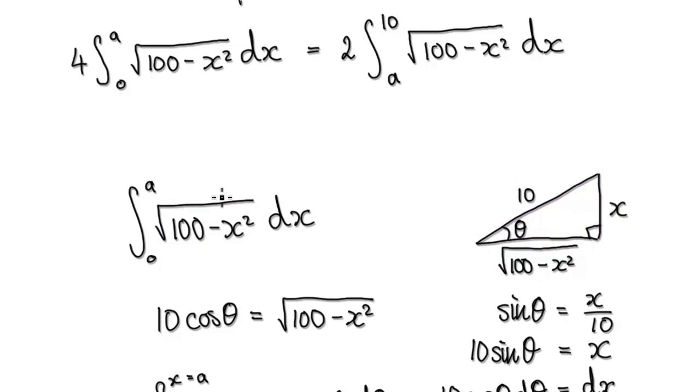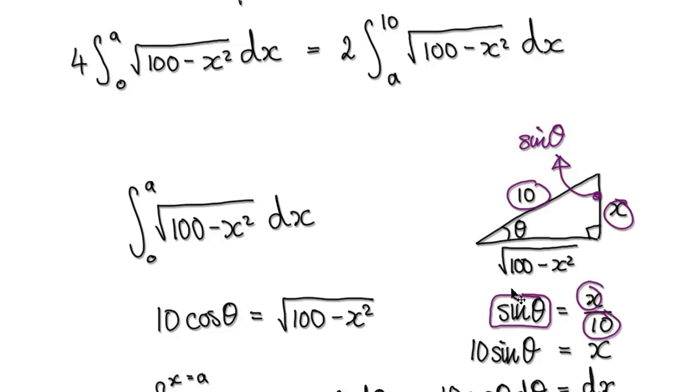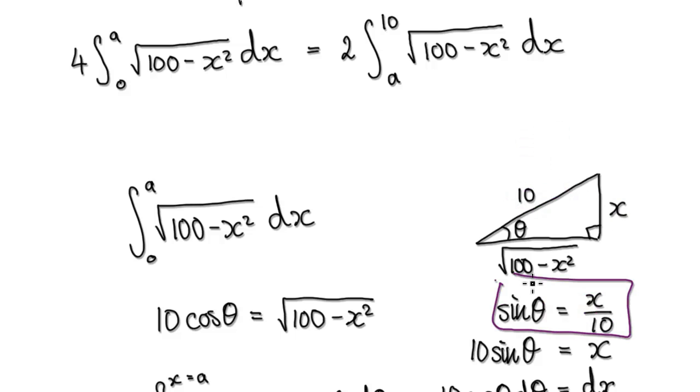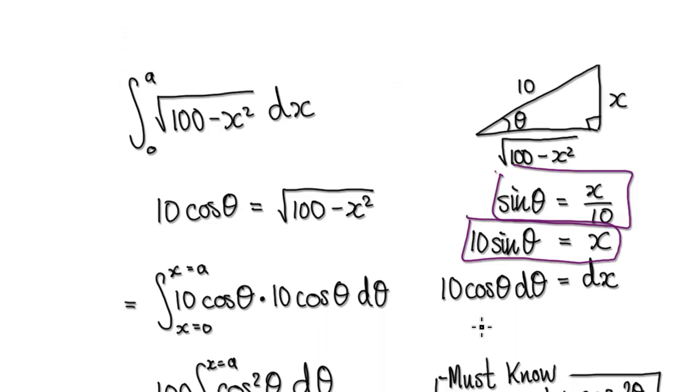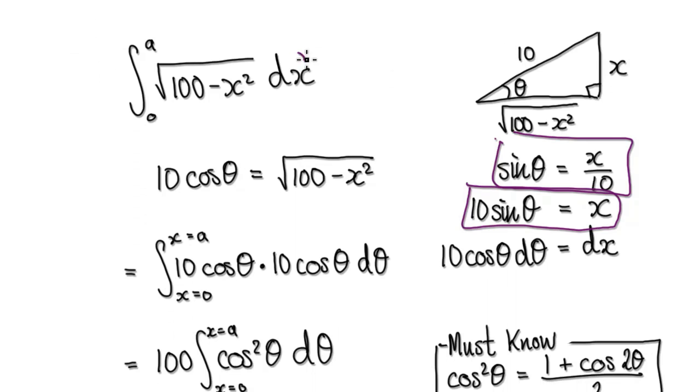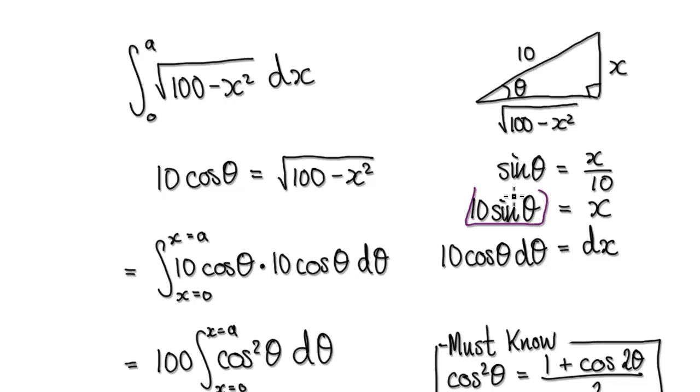So now, to integrate this, we need to extract the dx. So looking at this, if you consider sine the angle, it is opposite over hypotenuse. So from here, times both sides by 10. That will then give us this. Remember, we need to extract the dx. So from here, differentiate both sides. If you differentiate this, you will get this. Differentiate this, you will get dx.